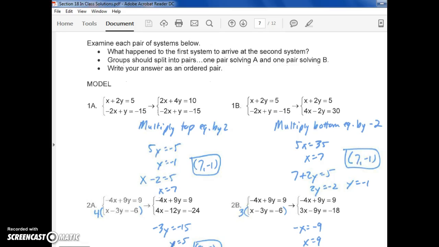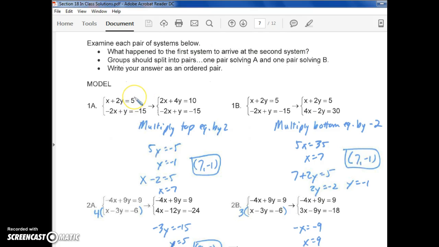In activity 2 from section 18, we're looking at what happens when things don't easily eliminate. We have to do a little bit of legwork to make it work. So in the model round, we have x plus 2y equals 5, and negative 2x plus y equals negative 15. If I just add straight down, nothing's going to cancel. X and negative 2x will not cancel, and neither will 2y and y.